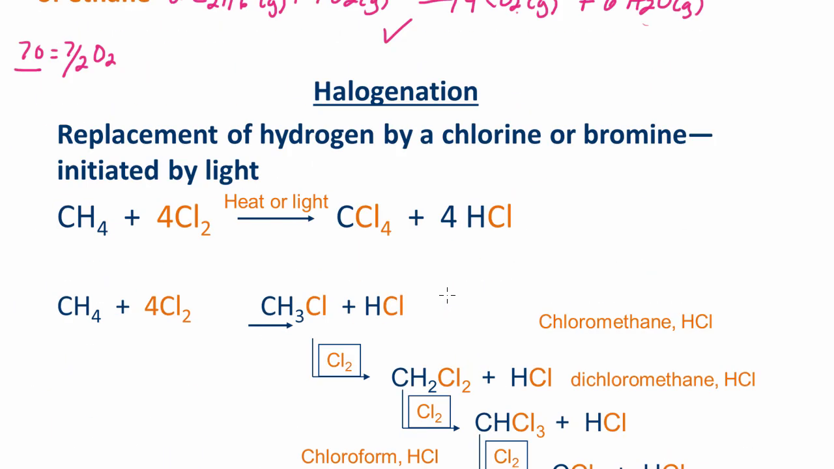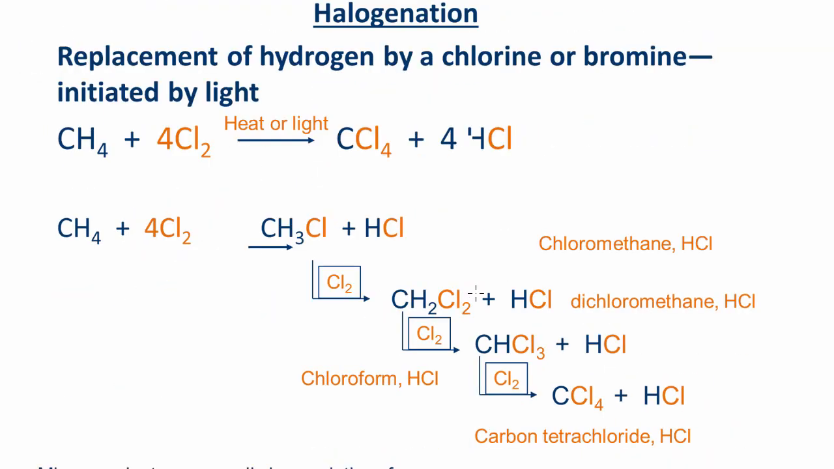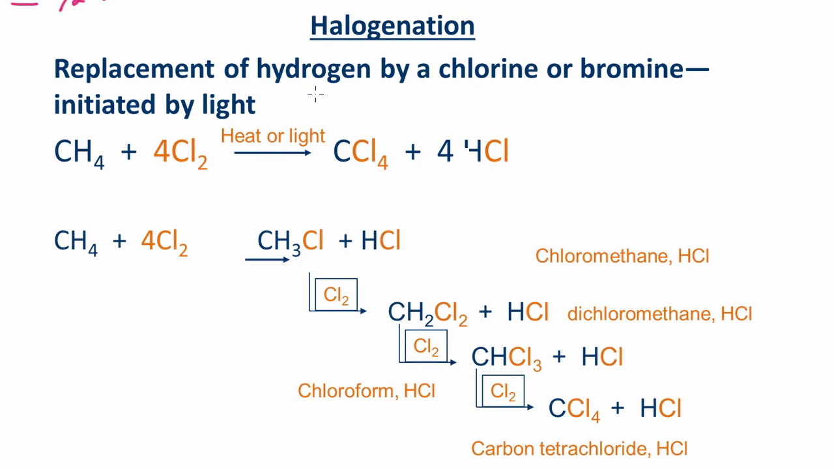The second type of reaction that an alkane undergoes is called halogenation. Basically, we're going to see 1 or more hydrogens of the alkane replaced with a halogen. Usually we'll use bromine or chlorine. So in this case here we have methane plus molecular chlorine to produce carbon tetrachloride and 4 hydrogen chlorides. Okay, so we see that this is a balanced reaction here.